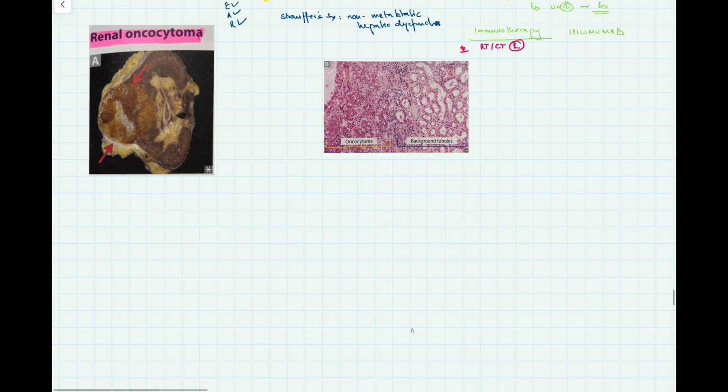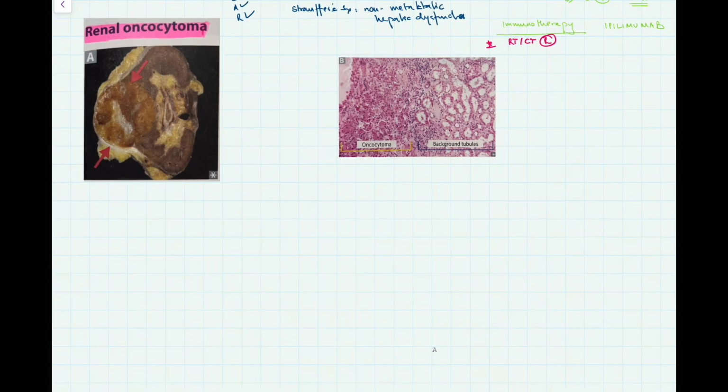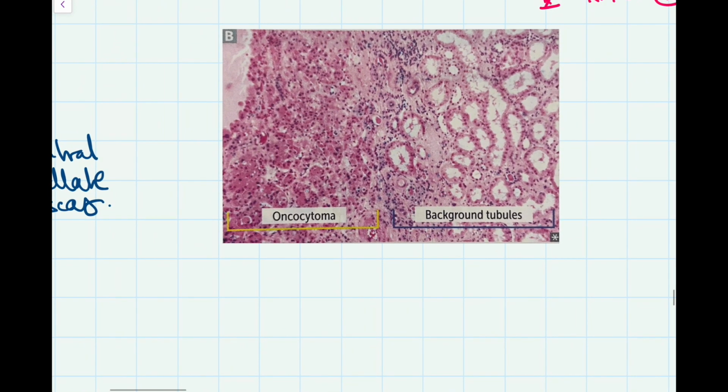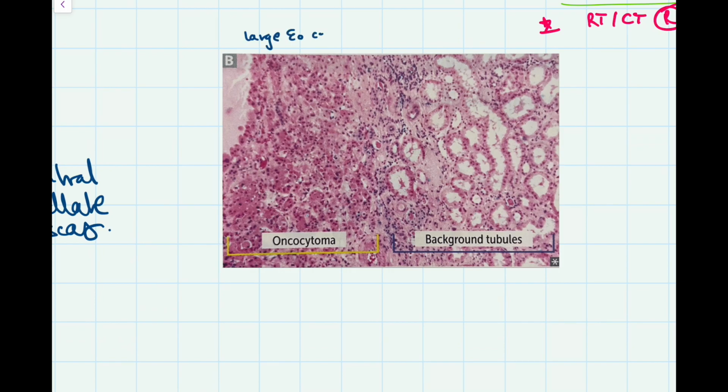Right, moving ahead, the next topic is renal oncocytoma. So it is a benign epithelial tumor that arises from the collecting duct. It is a well circumscribed mass with a central scar that is called a central stellate scar. If you talk about the histopath features, here we can see large eosinophilic cells with abundant mitochondria. Right, here you can see these cells that are pink, hence these are eosinophilic cells.